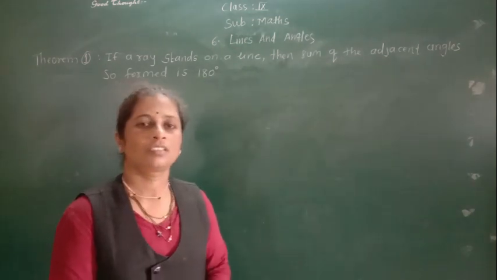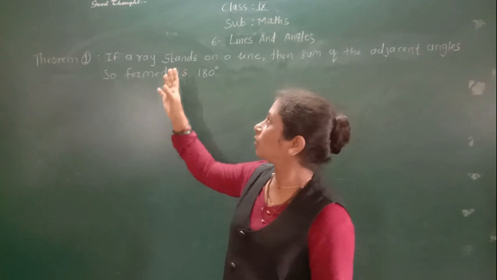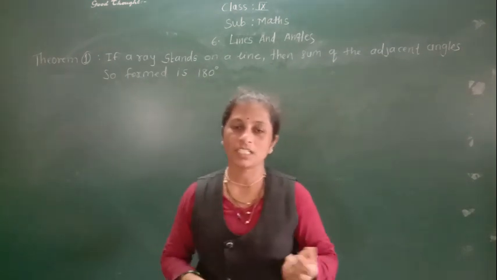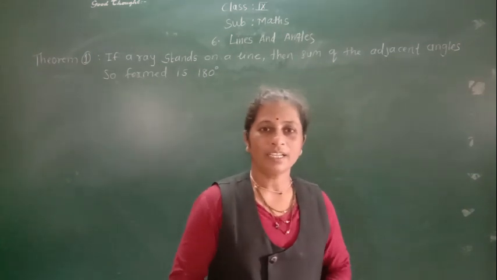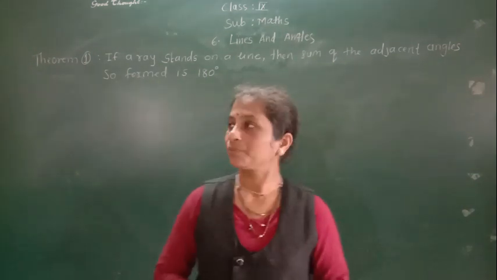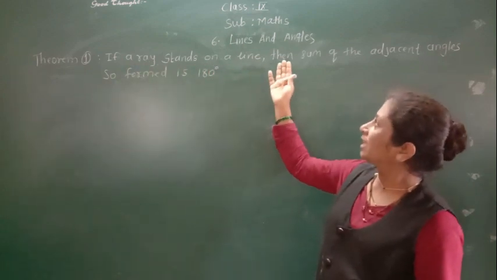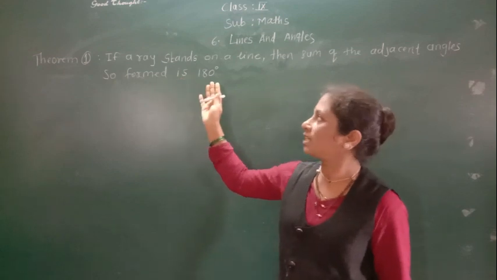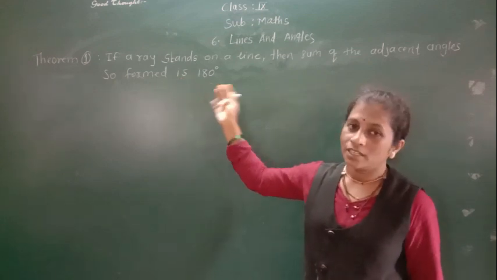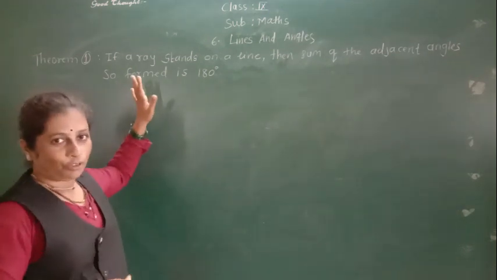Good morning, students. Today we are going to see the theorems on this topic, lines and angles. Yesterday we learned about the adjacent angle and the linear pair angle. On that concept, the first theorem is: if a ray stands on a line, then the sum of the adjacent angles so formed is 180 degrees. This theorem statement is the new part for you.